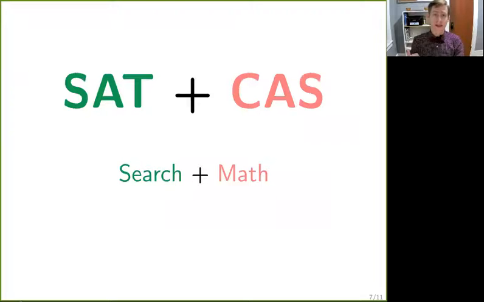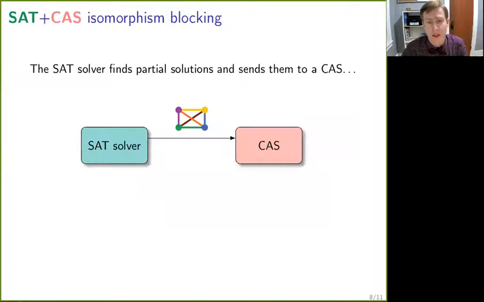This brings me to the SAT+CAS paradigm. SAT solvers are really good at doing efficient searches, whereas CAS are really good at expressing mathematical calculations. There are lots of problems like Lamb's problem where you want both. You want the best of both worlds. The way our system works is as follows. The SAT solver is going to be looking through the search and finding partial solutions, or partial projective planes. For example, here's a 4.6 line projective plane.